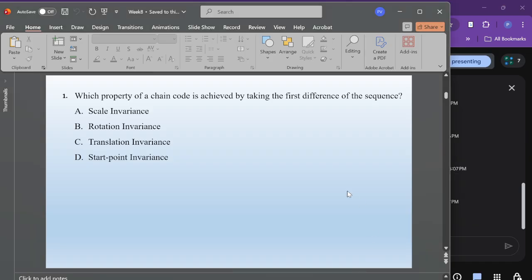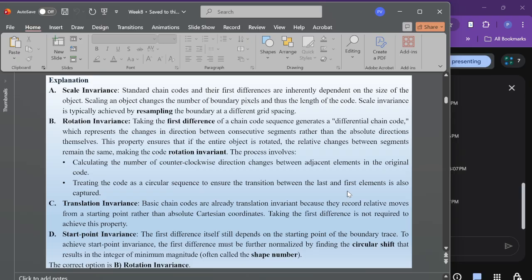So let's see the detailed explanation. We will go option by option. The first option is scale invariance. A standard chain code and its first difference are inherently dependent on the size of the object. Scaling an object changes the number of boundary pixels and thus the length of the code. Scale invariance is typically achieved by resampling the boundary at a different grid space. So scale invariance is not the correct option here.